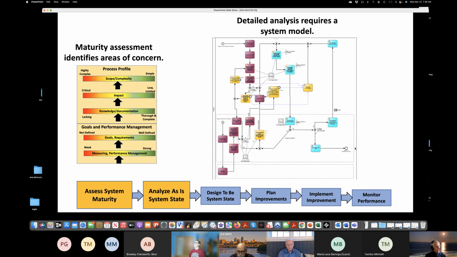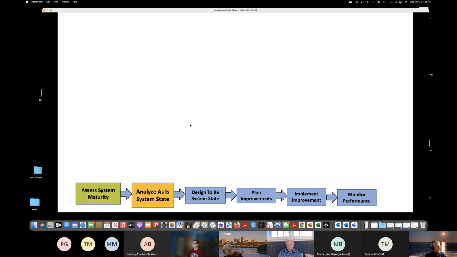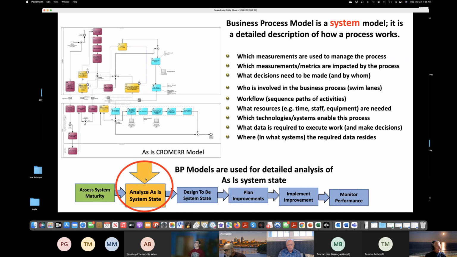The maturity assessment for business processes identifies areas of concern, but if we want to perform analysis, we require a different type of model. Instead of a maturity model, it is a system model. The system model we use for business processes follows BPMN 2.0, Business Process Model and Notation 2.0, which is an ISO standard that has defined elements for actions, systems, artifacts, and decisions. So we can use that to analyze the business process.